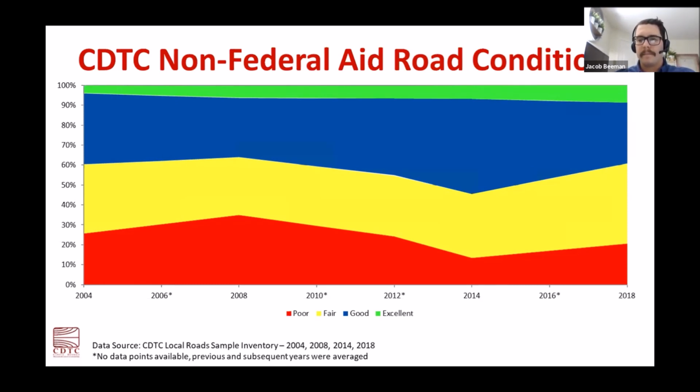So, you know, we don't see this as a massive concern, but we just want to show the difference between our federal aid eligible road system and the roads that are not eligible for that federal aid funding. Next slide, Jen.